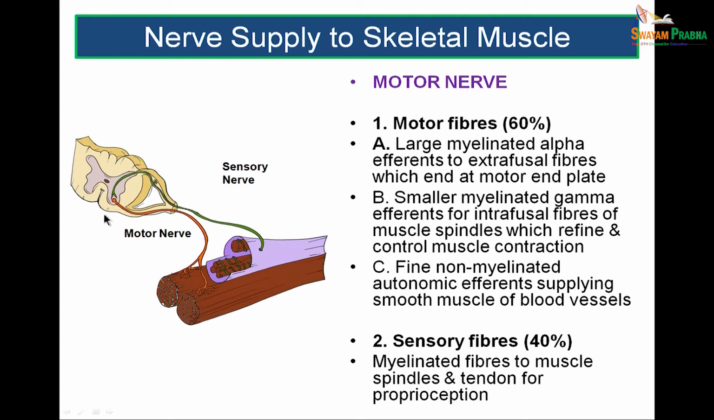Here we see the spinal cord and the nerve we see here in green. This is the sensory nerve, that is the posterior horn, and that is the anterior root here with the anterior horn. This is the motor nerve, and that is the sensory nerve, and this component that we see here is the muscle spindle.